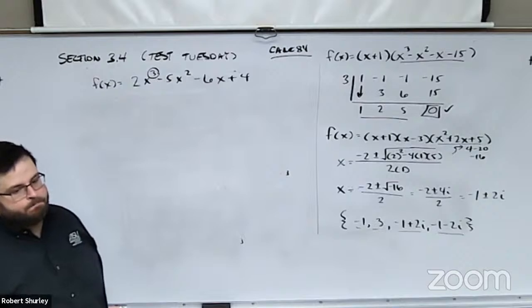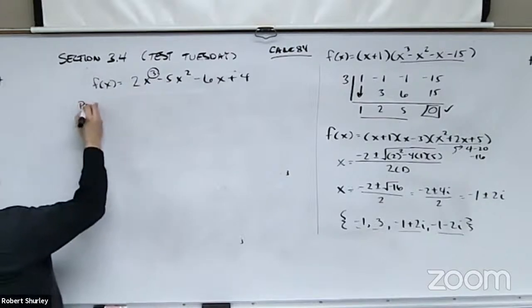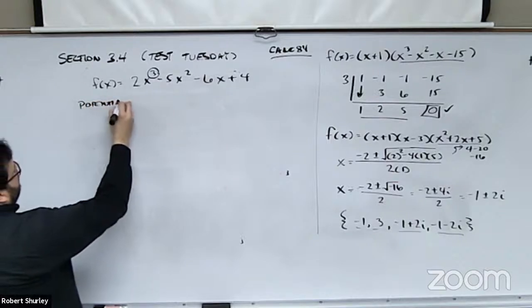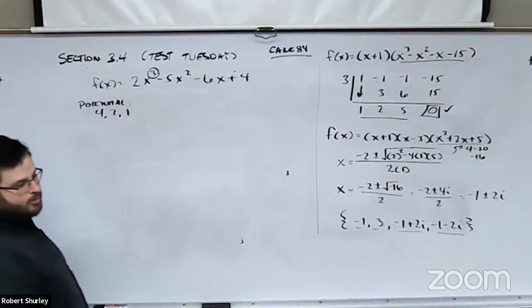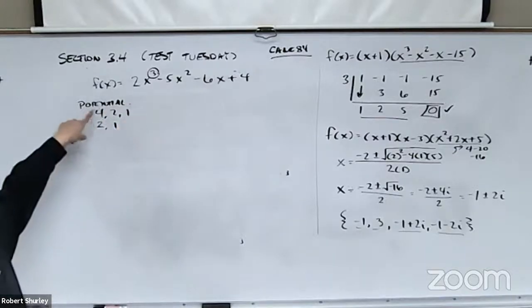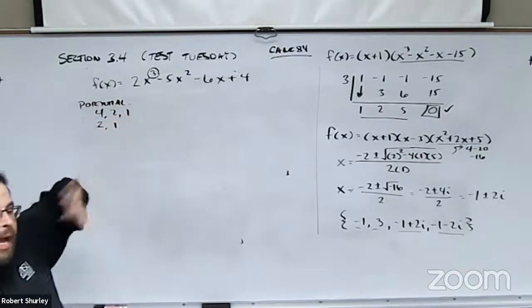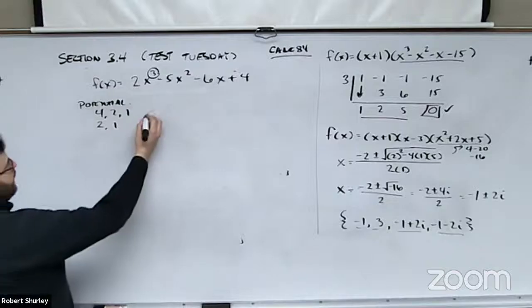And let's find the potential rational zeros first. Potential rationals. I've got 4, so that's 4, 2, and 1, right, as my constant. My leading coefficient is 2, so that's 2 and 1. Hey, we're going to get some repeating potentials, I'm not going to write them if they're repeating. And you'll see what I'm talking about here, okay?